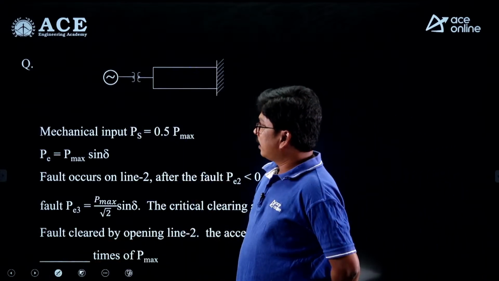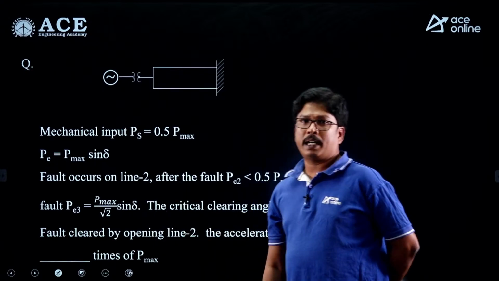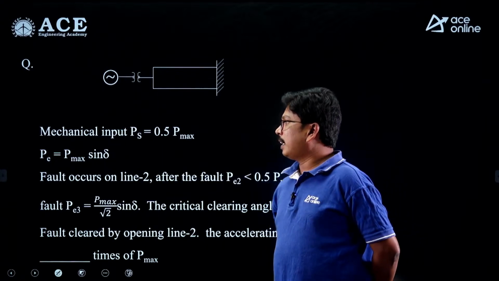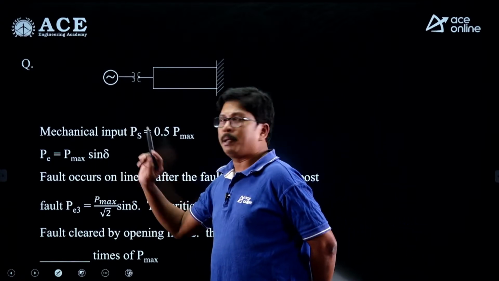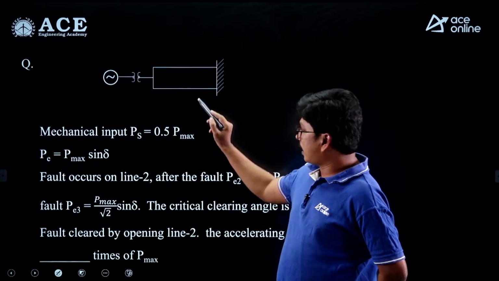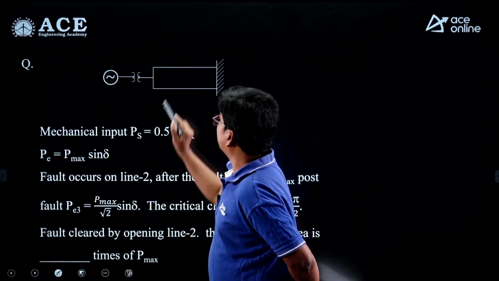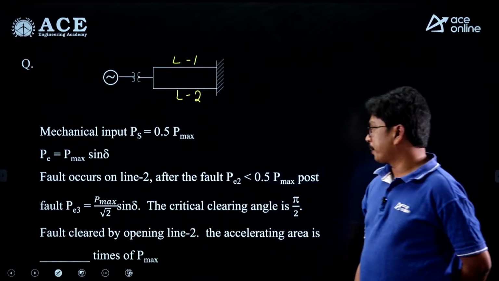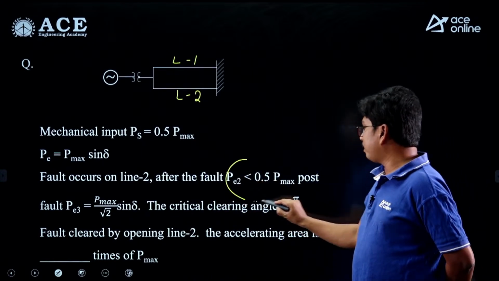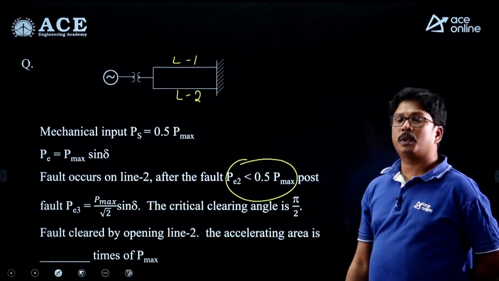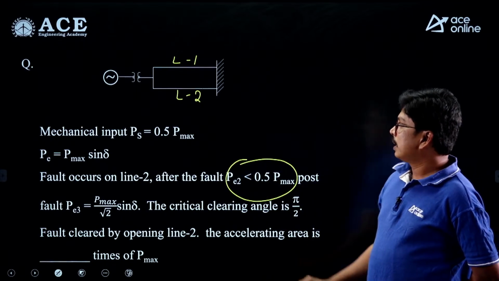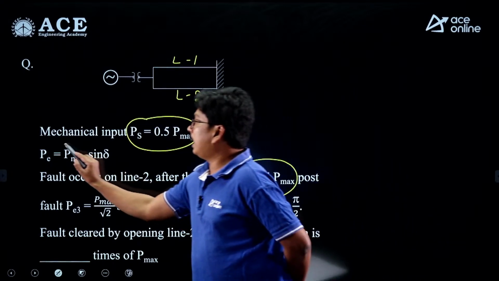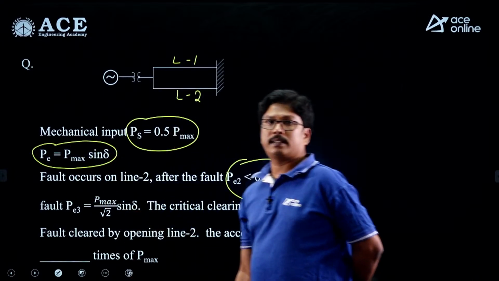So the first question is: the mechanical input Ps is equivalent to 0.5 Pmax, given here, in a 2-bus power system network, where the electrical power Pe is equivalent to Pmax sin delta, and a fault occurs on line 2. Here this is line 1 and this is line 2, and the fault is occurring on line 2. After the fault, the electrical power that is delivered is less than 0.5 times Pmax. Initially Ps is given as 0.5 Pmax, and the electrical power Pe is equivalent to Pmax sin delta.